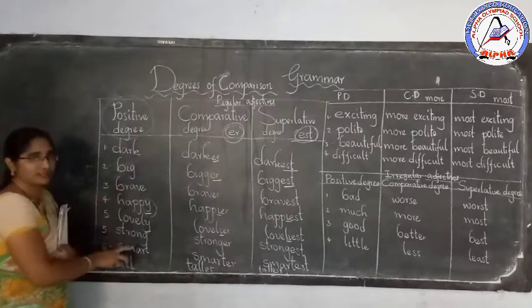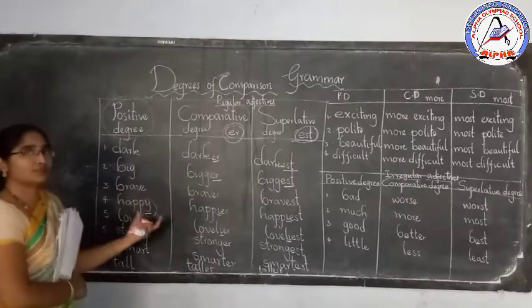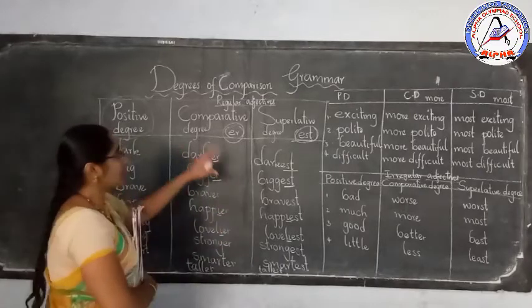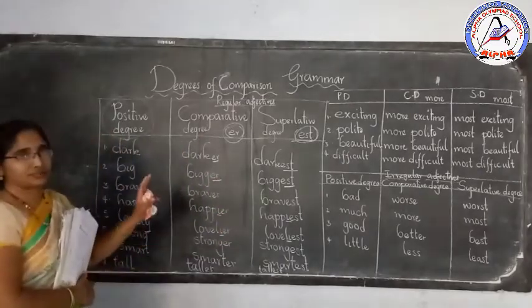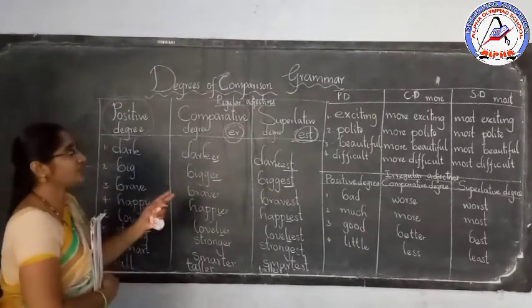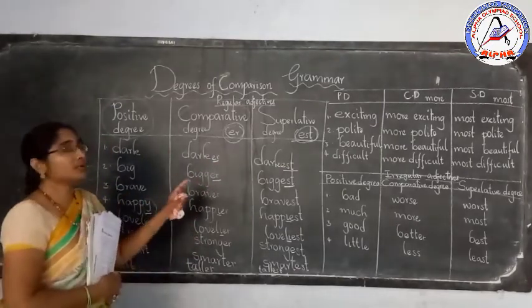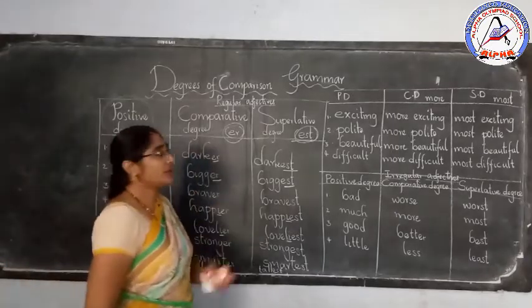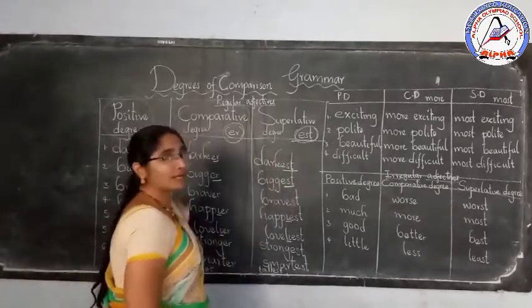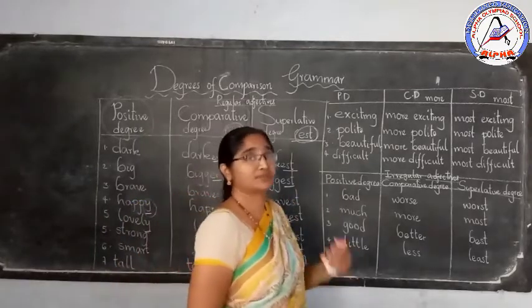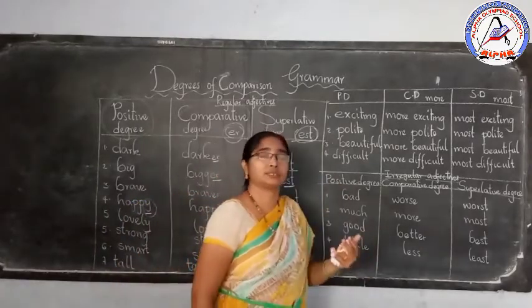These all are small words. When we are writing small words, we can easily put er or est. These are the regular adjectives. When we add er or est in the comparative and superlative forms, these make regular adjectives. This type of adjectives are called regular adjectives. Now these are the one syllable words. Now let us see words with more than one syllable, two syllable words or three syllable words.